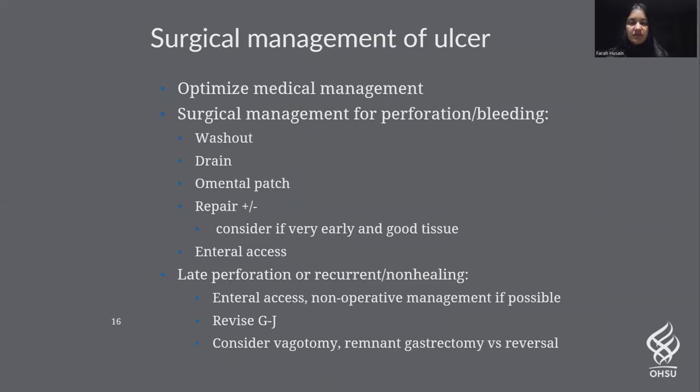So, surgical management of the marginal ulcer. Non-surgical or medical management is for symptomatic ulcers, optimizing them with a proton pump inhibitor, minimizing acid in the pouch and irritation. Surgical management for a perforation or bleeding, again, is very similar to a leak. You wash out the abdomen, drain the area, and consider an omental patch on the perforation. You can try primary repair if it's very early and good tissue, although you're going to be sewing through an ulcer bed here, so that may be much more challenging. And so you don't want to make the defect bigger if you can help it.